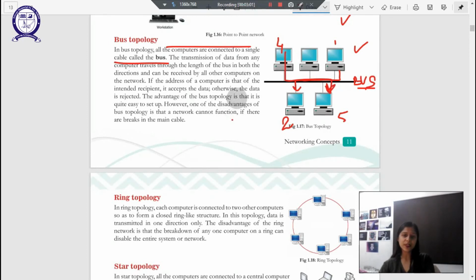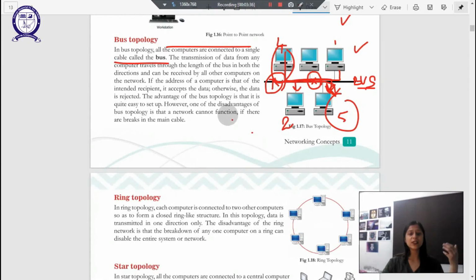The advantage of bus topology is that it is quite easy to set up. As you can see, there's simple wire only, and all these are connected in a single structure. However, the disadvantage is that the network cannot function if there are breaks in the main cable. Again, very simple thing to understand. If the network breaks from here, we cannot move forward. We will not be able to connect our 4th system to the 5th one like that. So we'll always need to check that there are no breaks in the main cable, right?